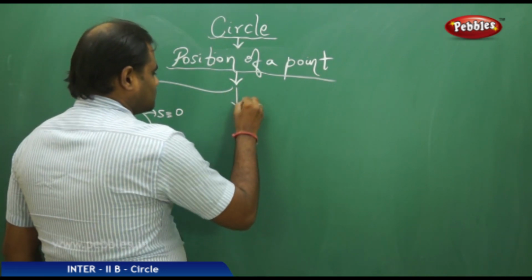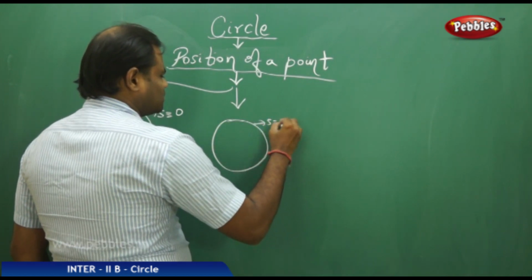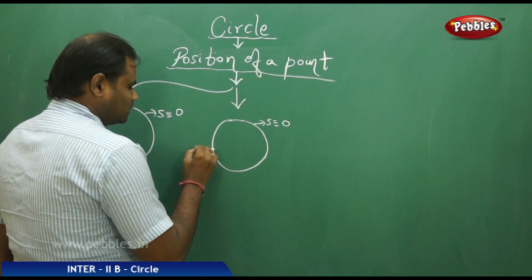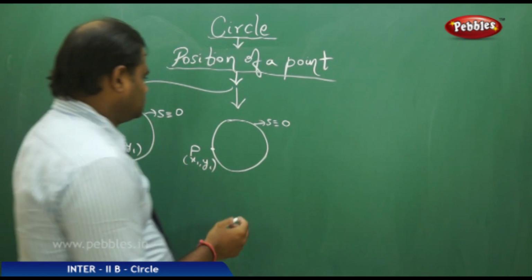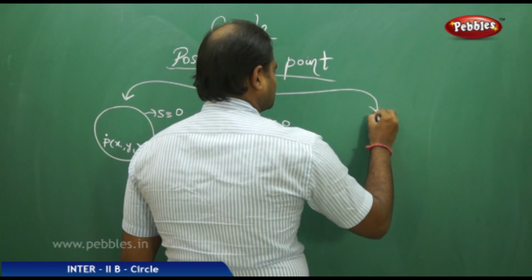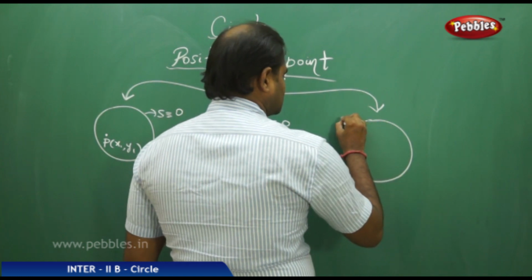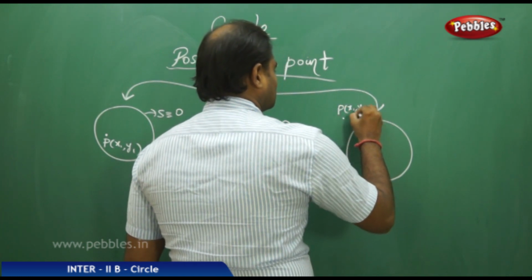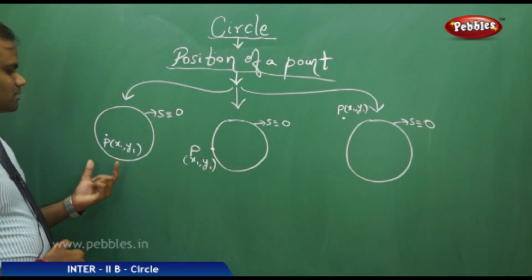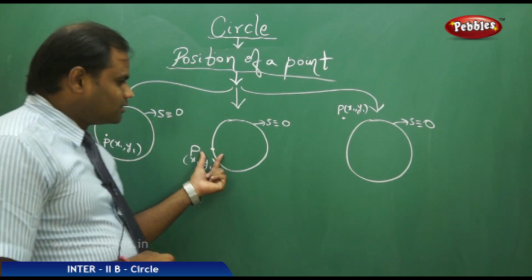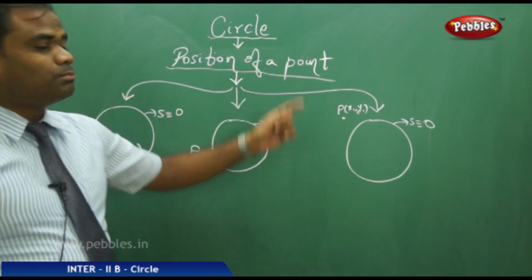And next, the second possibility is that for a circle S equal to 0, the point P x1, y1 lies on the circle. And the third possibility is that the point P lies outside the circle S equal to 0. So these are the three cases where a point P lies inside, on, or outside the circle. This is how we understand the three different cases of position of a point.